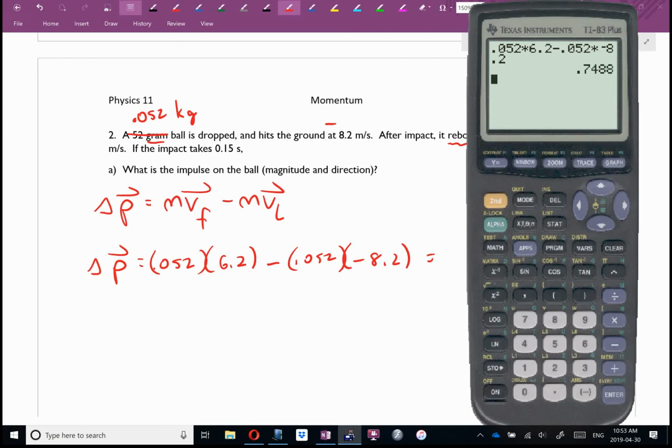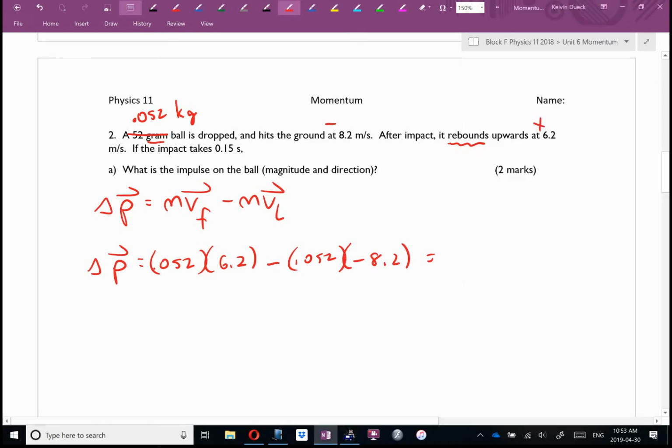I see people nodding. 0.749, 0.75. I'd take that. I'm going to write the whole thing because I think I'm going to use this for part B, and then I'll round off. So I'm going to write 0.7488, and then I'll go 0.749 units. Momentum is kilogram meters per second, so change in momentum or impulse is kilogram meters per second. You could also write Newton seconds.